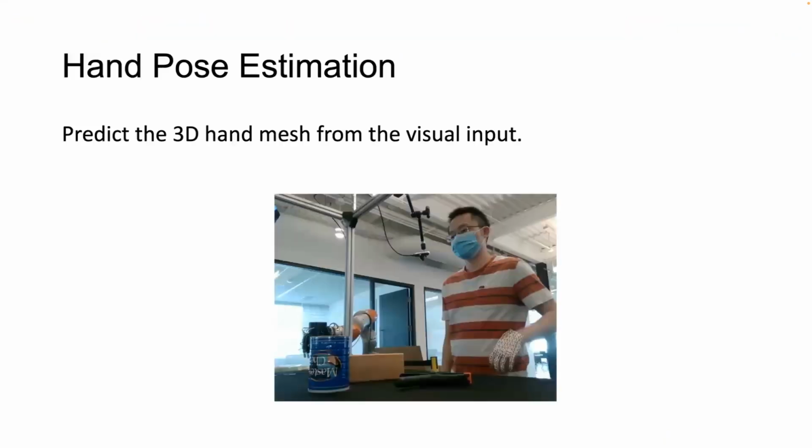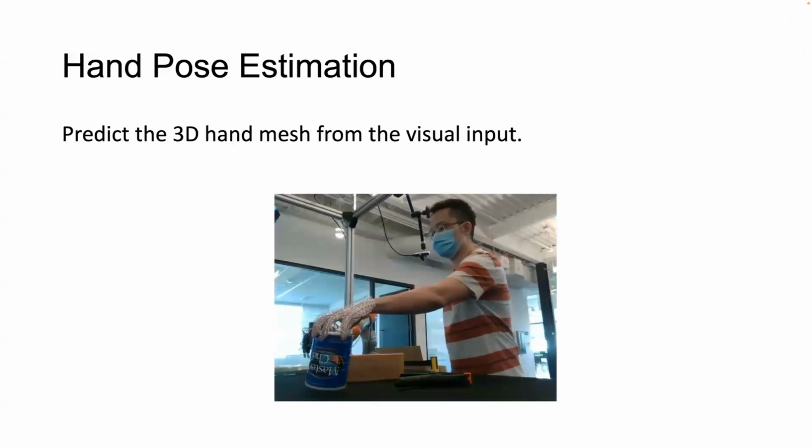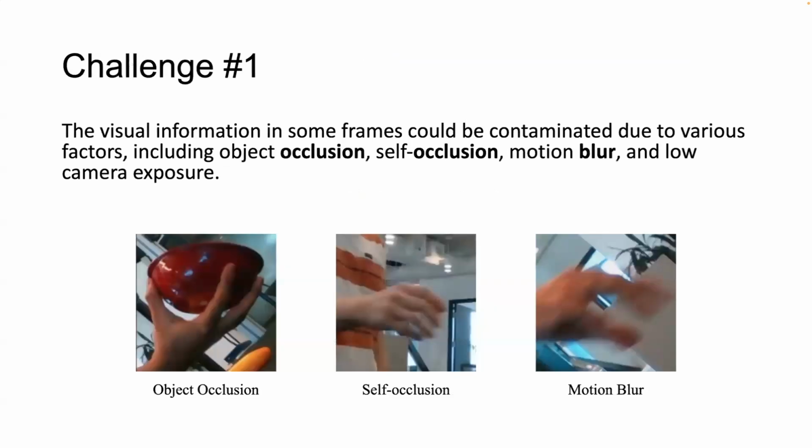The problem we aim to solve is hand pose estimation, which specifically requires predicting the 3D hand mesh from visual input like image or video. Accurately estimating hand pose in the wild is a challenging task that is affected by various factors, including object occlusion, self-occlusion, motion blur, and low camera exposure.